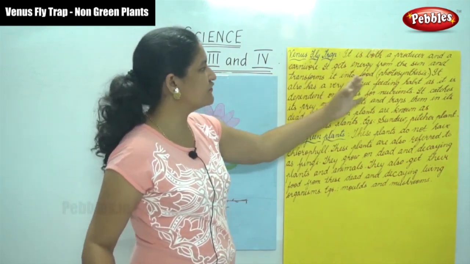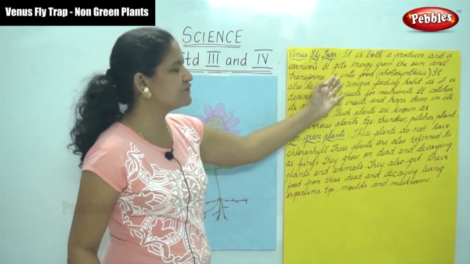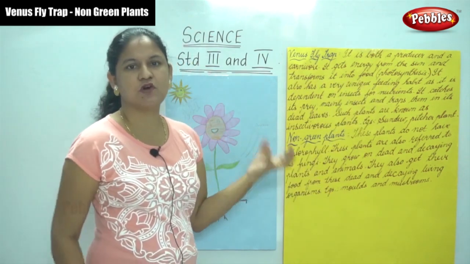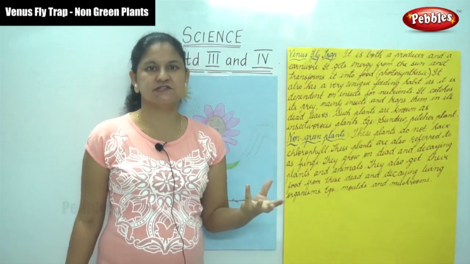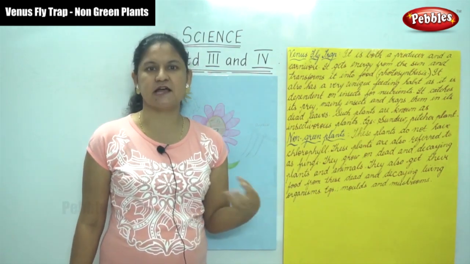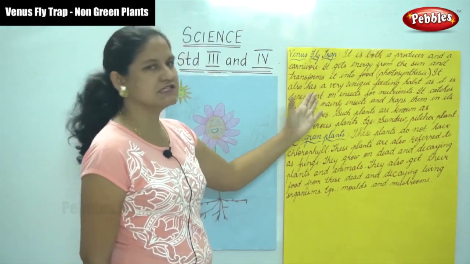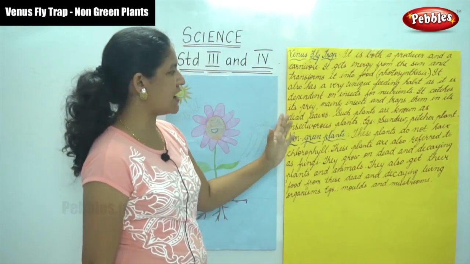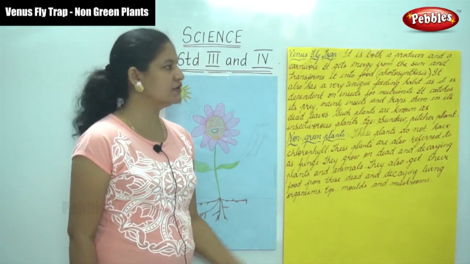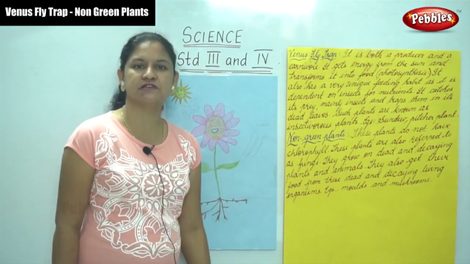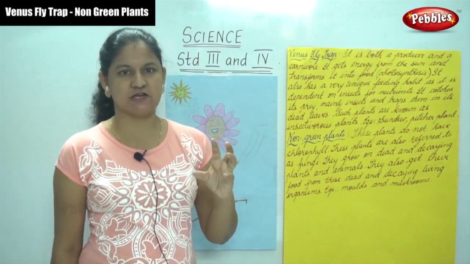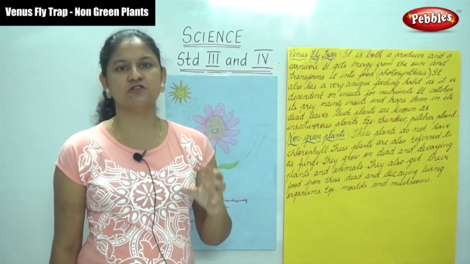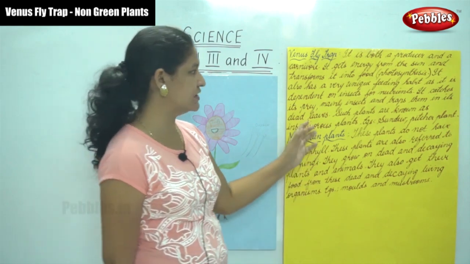It gets energy from the sun and transforms it into food. So it follows the process of photosynthesis. It also has a very unique feeding habit, as it is dependent on insects for nutrients. So this Venus flytrap plant depends on insects for its nutrients.